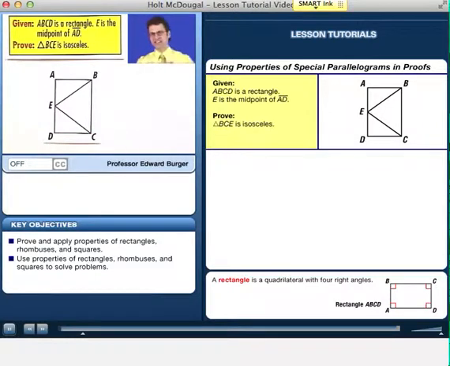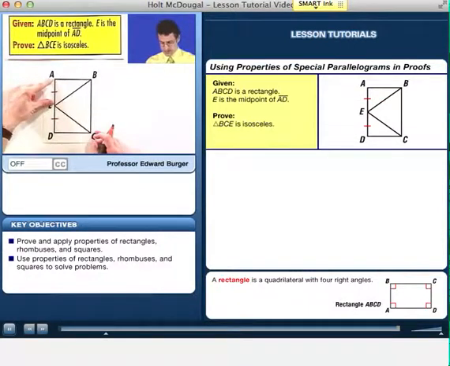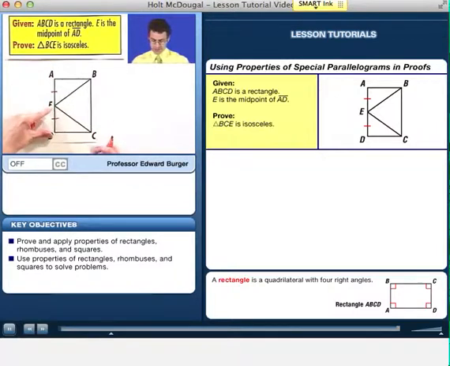So every single property we know that a rectangle has can be employed to do whatever it is we're supposed to do. Now we're also given something else. We're also told that E is the midpoint of AD. So that means that we know that this length, this piece right here, is congruent to that piece. So therefore we have these two little segments being congruent.